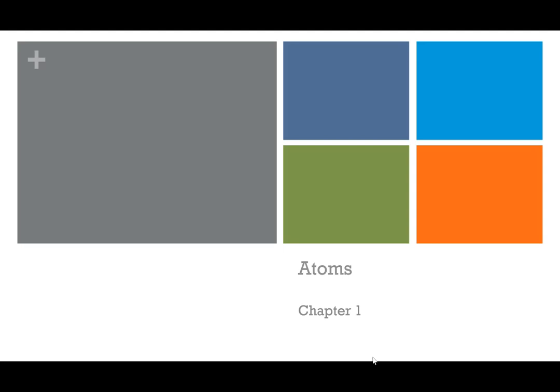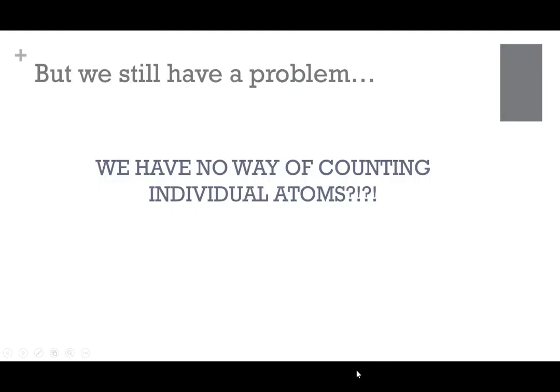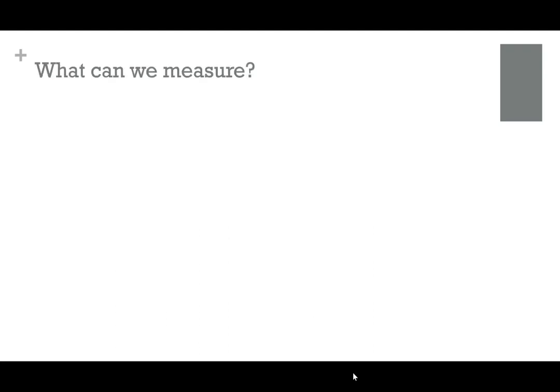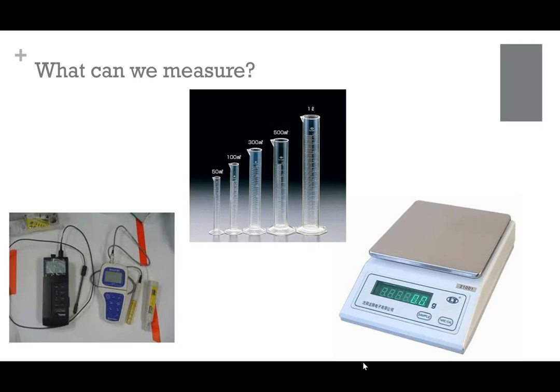Cool. But we don't really have a way of counting individual atoms, and certainly not in our lab or with our lab kits. So what kind of things can we measure in the lab? What would be a useful measurement and then a useful conversion for us? So here are 3 things that we can measure in the lab.